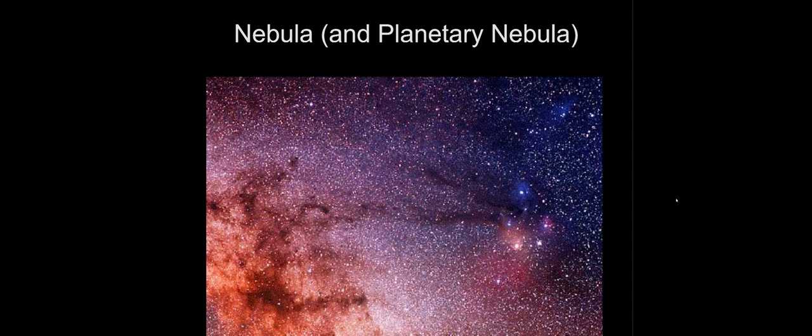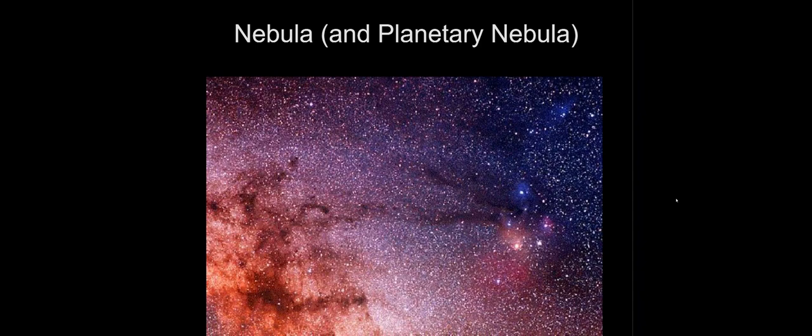Nebulae we've talked about. A nebula is a place where stars are being formed. Lots of dust and gas in space. And so that dust and gas comes together to start forming stars. And a lot of times you get many stars out of the same nebula.